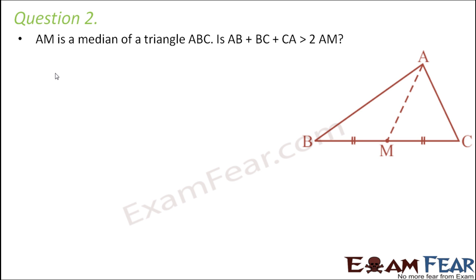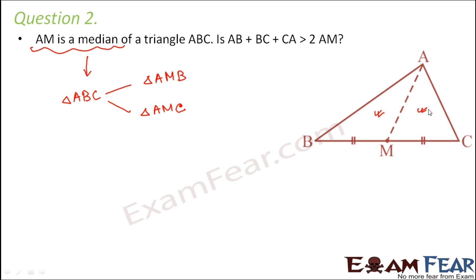So what do we know about median? Now what is AM? AM is a median. And what does a median do? A median divides a triangle into two smaller triangles of equal areas. That actually means that the triangle ABC has been divided into two triangles, that is triangle AMB and triangle AMC. So that is what the median has actually done. It has divided the bigger triangle into two smaller triangles.